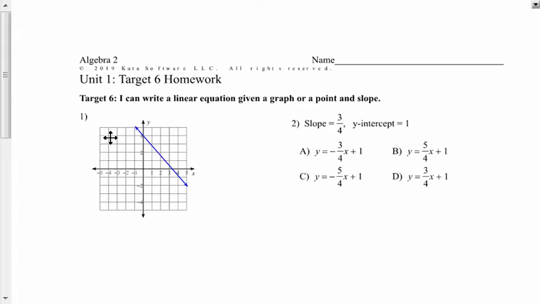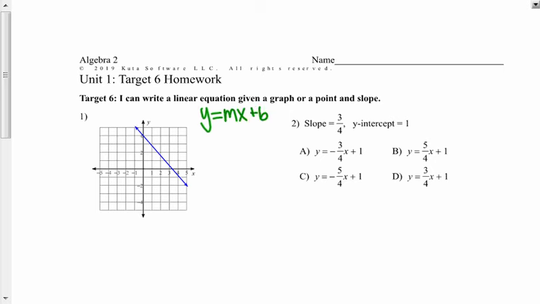Here's your Target 6 homework, just a few problems here, practicing writing an equation, given a graph or a point and a slope. So on these first two problems specifically, I'm going to use slope-intercept form to write my answer, y equals mx plus b.